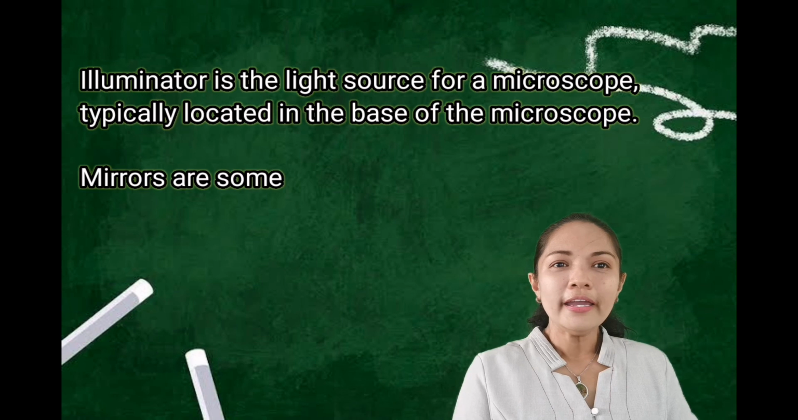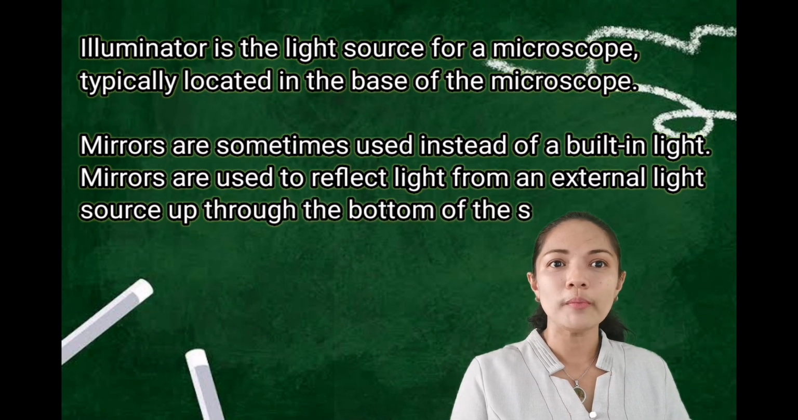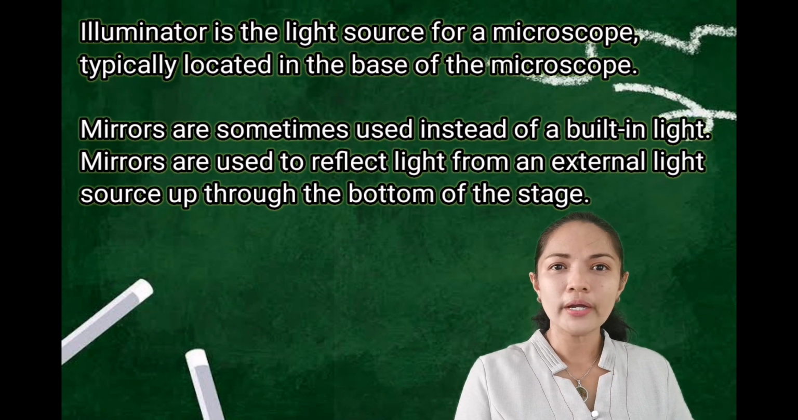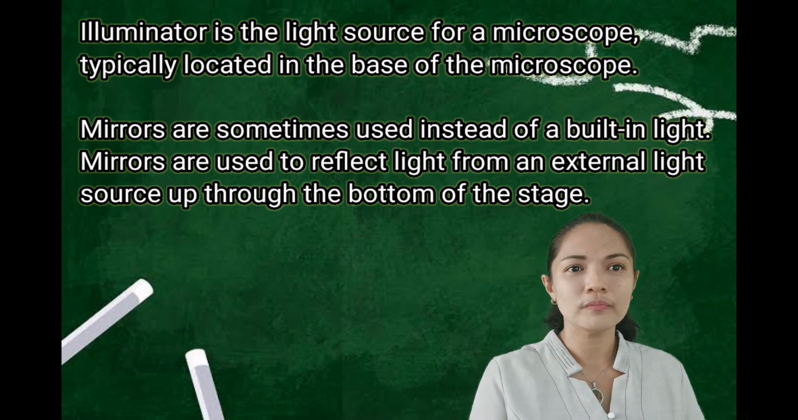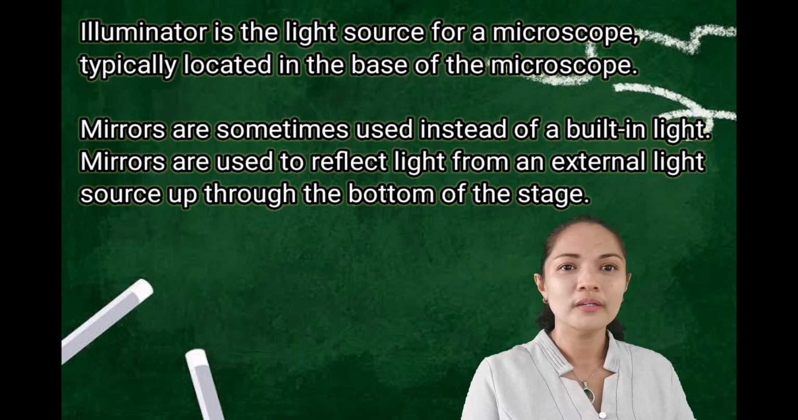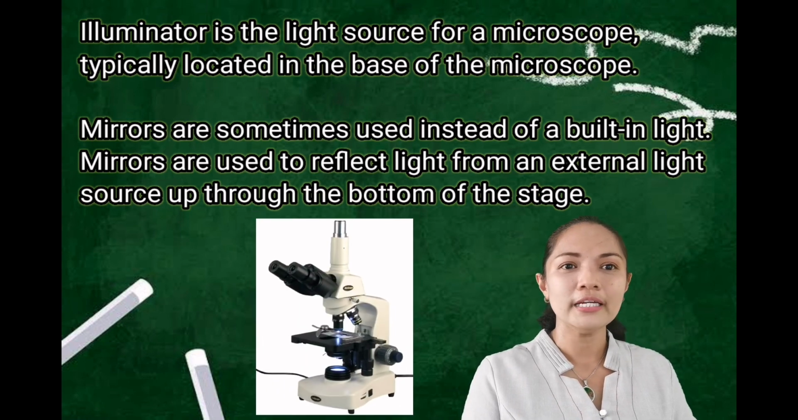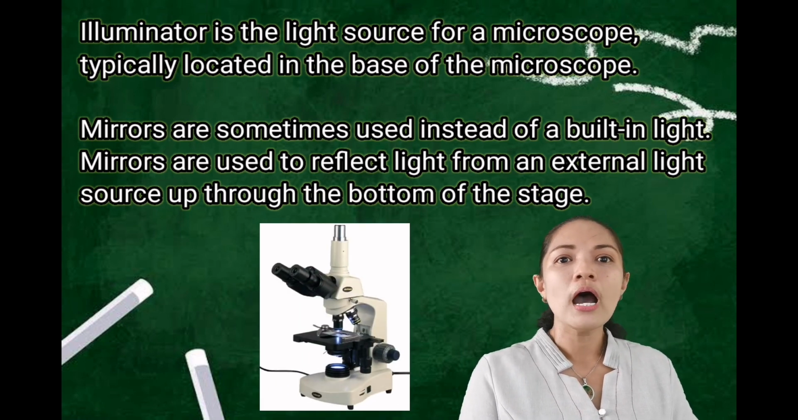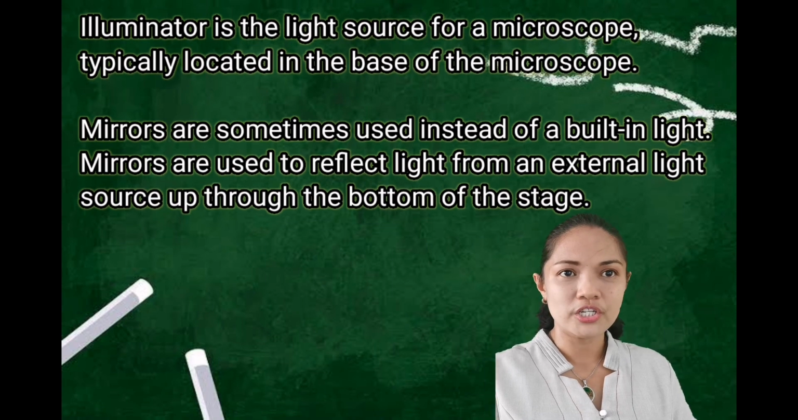Illuminator. The illuminator is the light source of a microscope, typically located in the base of the microscope. Mirrors are sometimes used instead of a built-in light. Mirrors are used to reflect light from an external light source up through the bottom of the stage.